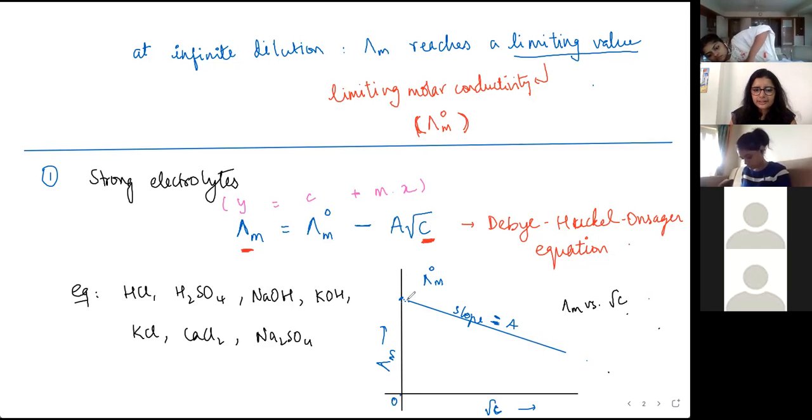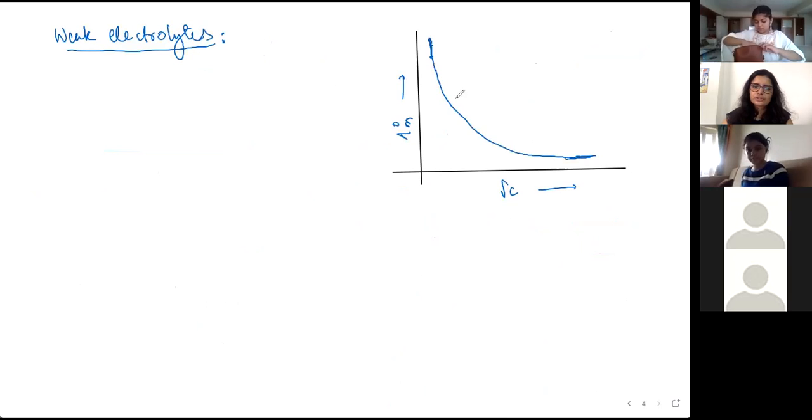But yeah, at infinite dilution, this particular value is going to be equal to lambda naught m. The same thing is in the case of this also. You can extrapolate it. It's going to go parallel to the y-axis, but it's never going to touch. And as you increase the concentration, it goes parallel to the x-axis, but it's never going to touch there. So this is the shape of the graph for weak electrolytes.